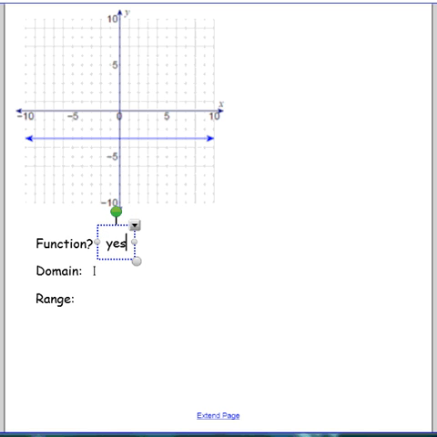Our domain, our possible x values. Notice all the way to the left is an arrow, all the way to the right is an arrow. So that's our -infinity to +infinity. But when we go to do our range, there's only one y value that's ever going to be used, and that's -3. And so we're going to use our braces, since it's one value, and put our -3 in there. We're just listing one number.